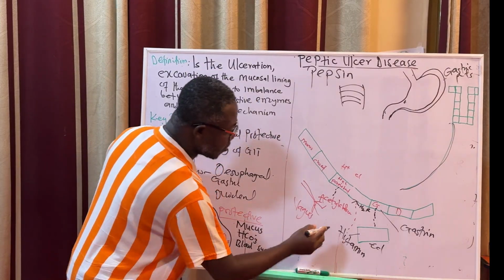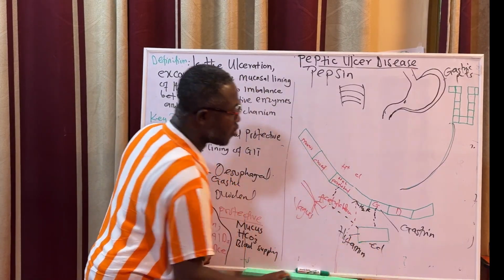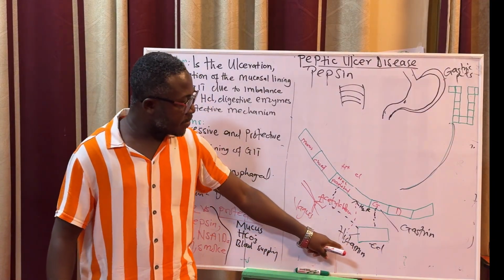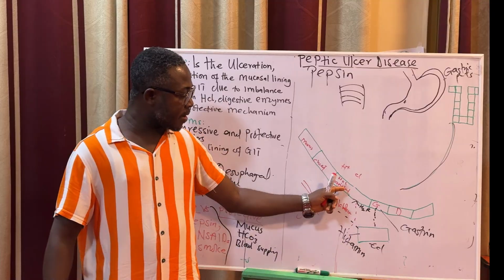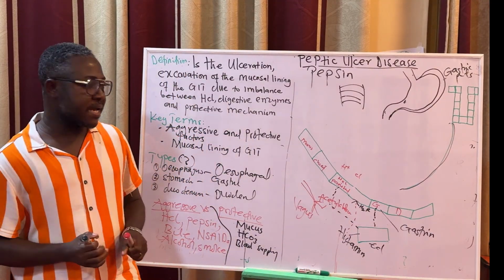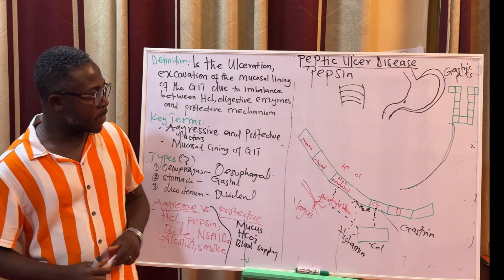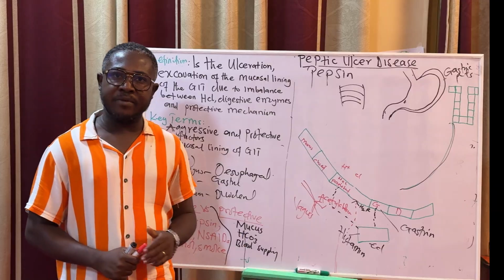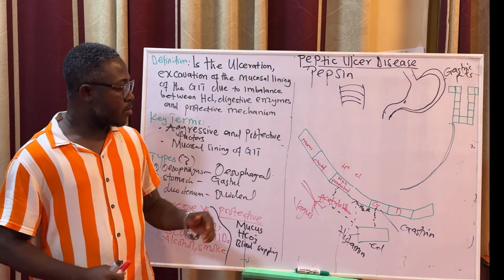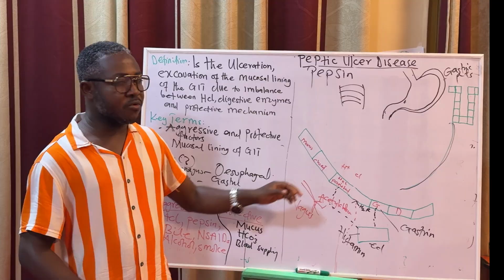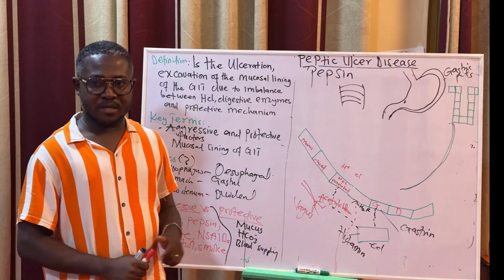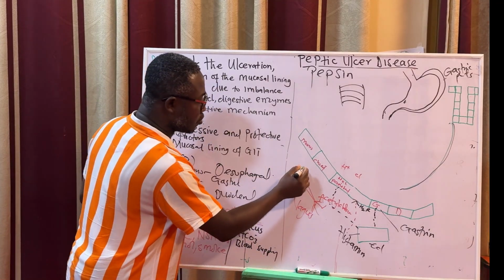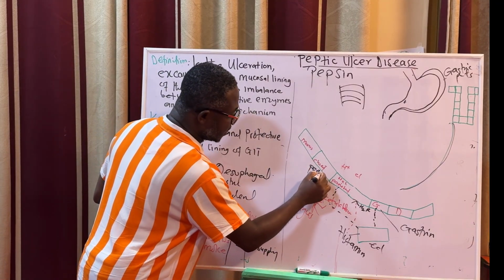Or it will stimulate the enterochromaffin-like cells, and the enterochromaffin-like cells will release the histamine, and the histamine will now bind with the histamine 2 receptor on the parietal cells to produce hydrochloric acid to be pumped into the lumen of the stomach. So that is also one way which hydrochloric acid is produced. Then we also have another cell here which is known as the chief cells. Now the chief cell here also secretes an enzyme which is known as pepsinogen.